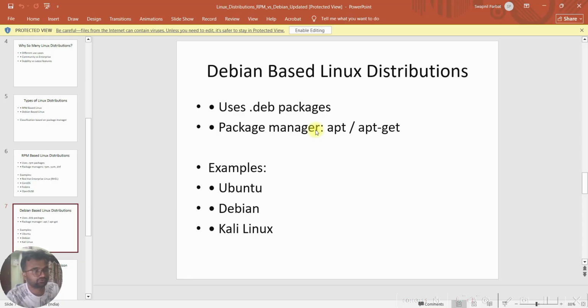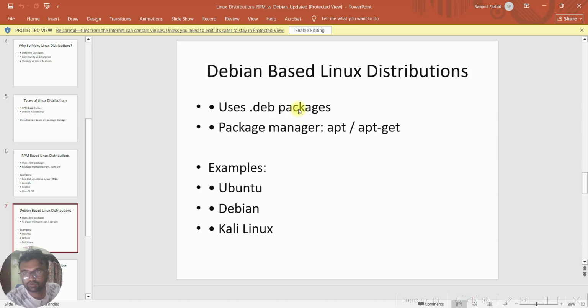So this is the Debian based Linux distribution. Most important. Debian based Linux uses .deb packages for software installation. Previously RPM based used .rpm. Here we use .deb packages for software installation. These distributions are very popular among beginners and in cloud environments. Examples of Debian based Linux distributions are Ubuntu, Debian and Kali Linux. The most commonly used package manager in Debian based systems is apt or apt-get.